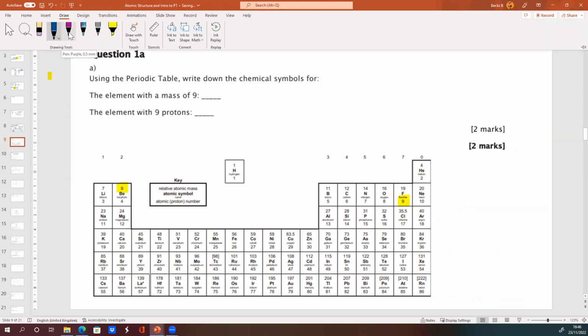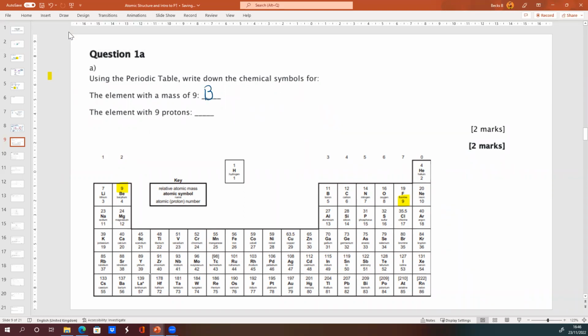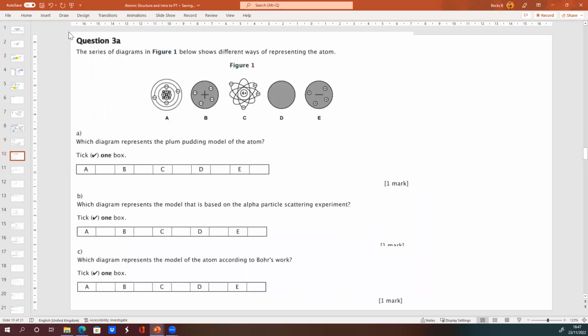So the element with a mass of 9 is Be. It asks you for the chemical symbol in the question. However, if you had written beryllium, it would be absolutely fine. And the element with 9 protons is fluorine, so we just need an F. So 1 mark for each. Okay.